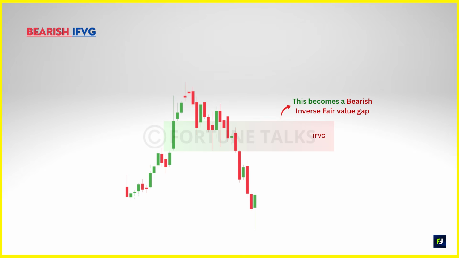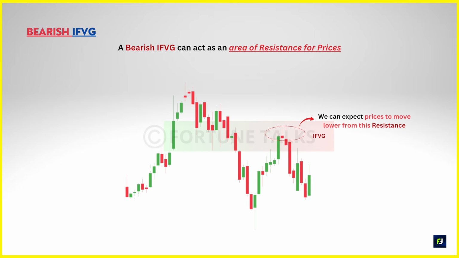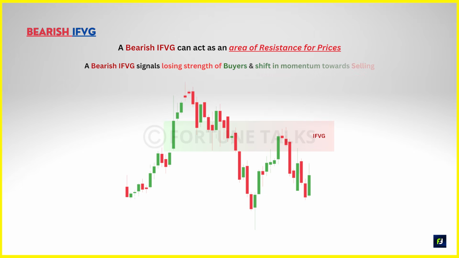Now, once your bearish inverse fair value gap is identified, it could act as an area of resistance for further price movements, and we can expect this resistance area to push price towards the downside. In other words, a bearish IFVG signals the dropping strength of buyers and an increasing strength of sellers. Now, just like the previous case, there is a reason why this happens.